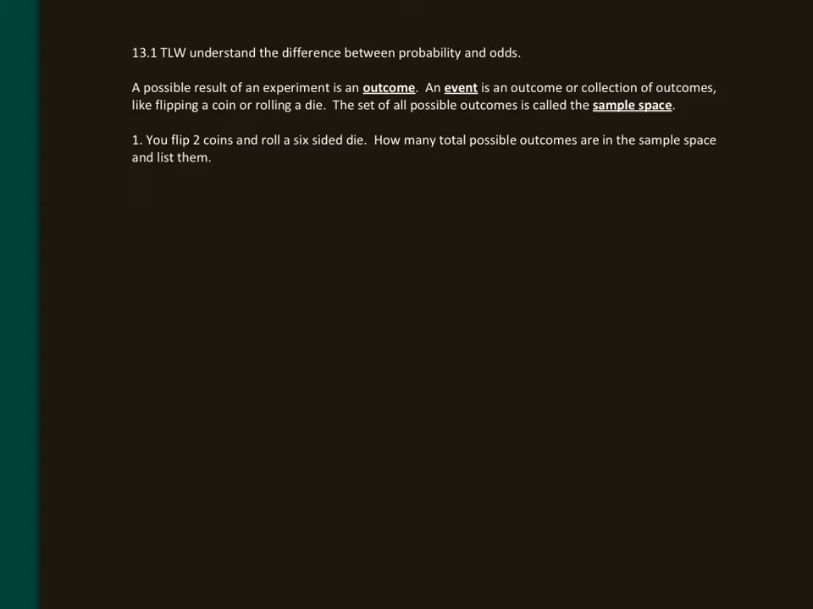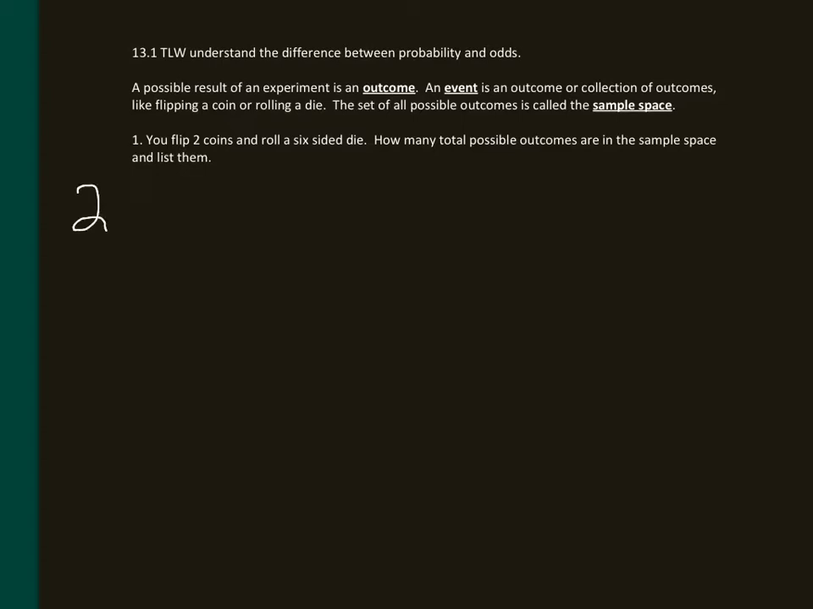Okay, so first question here. You flip 2 coins and roll a 6-sided die. How many total possible outcomes are in the sample space? And list them. Well, let's think about it individually. You go to flip one of the 2 coins. How many possible outcomes are there for the coin? Well, there's heads or tails, so 2.